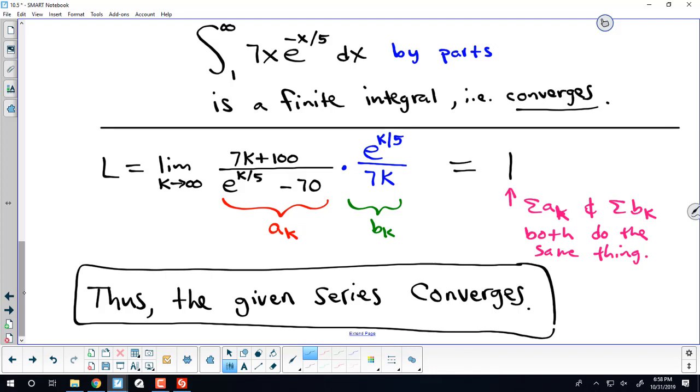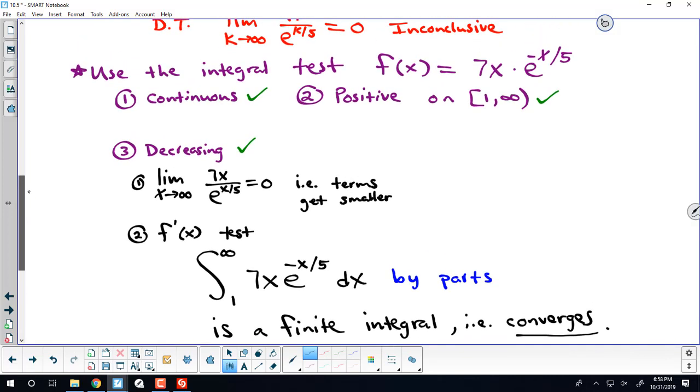Okay, questions on example 5? Yeah. For the limit at infinity versus the convex test, are those just other options? Yeah, those are options we have to determine if that function is decreasing, which is a necessary condition for the integral test.